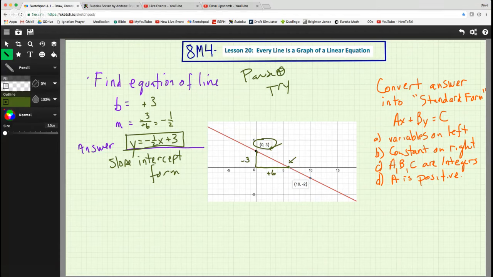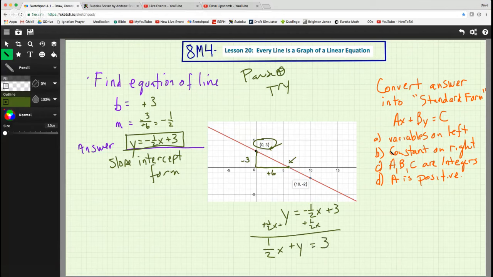So let's do that now. So we want to put our y equals negative 1/2 x plus 3. We're going to add negative 1/2 x to both sides. Sorry, add 1/2 x to both sides. And so we get 1/2 x plus y equals 3.